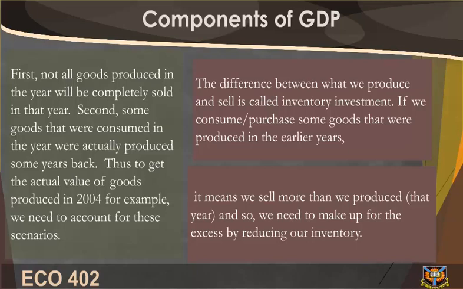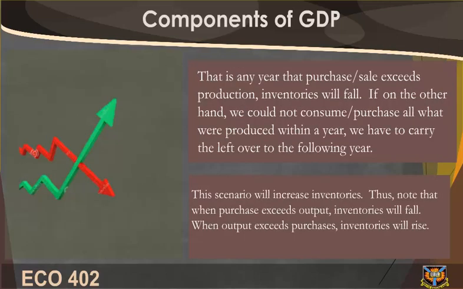The difference between what we produce and sell is called inventory investment. If we purchase some goods that were produced in the earlier years, it means we sell more than we produced that year, and so we need to make up for the excess by reducing our inventory. That is, any year that purchase exceeds production, inventories will fall. If, on the other hand, we could not purchase all that we produced within a year, we have to carry the leftover to the following year. This scenario will increase inventories. Thus, note that when purchase exceeds output, inventories will fall. When output exceeds purchases, inventories will rise.